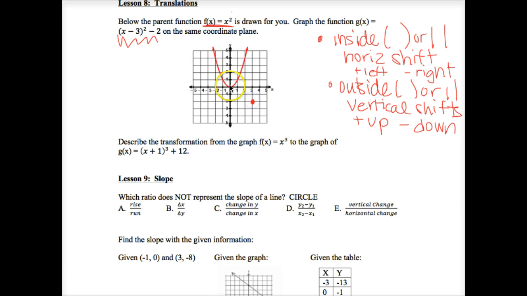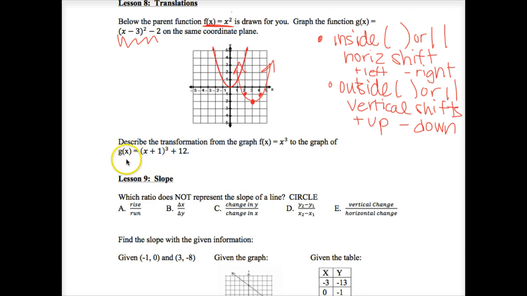So I moved my vertex first. Now I'm going to move this point. So I start on the original. I go right 3 and down 2. Same with this point. Right 3, down 2, and so on and so forth. So then you can graph it. You can do more points if you want.